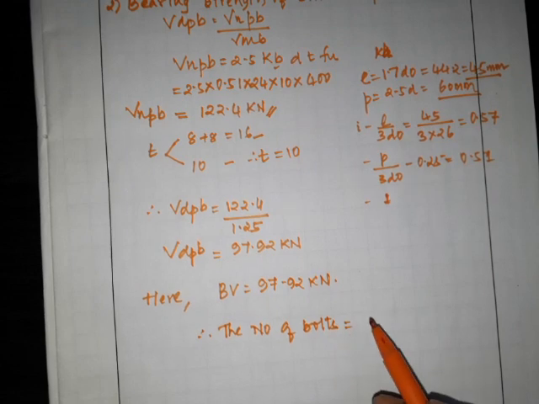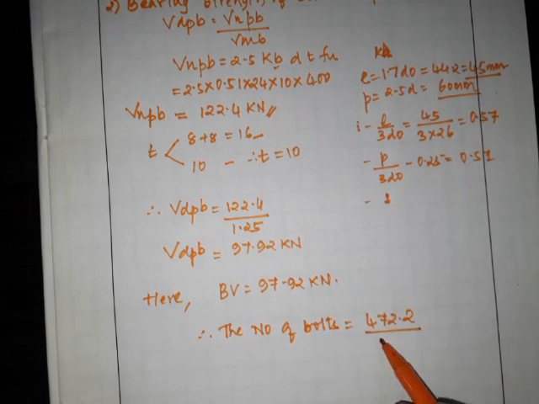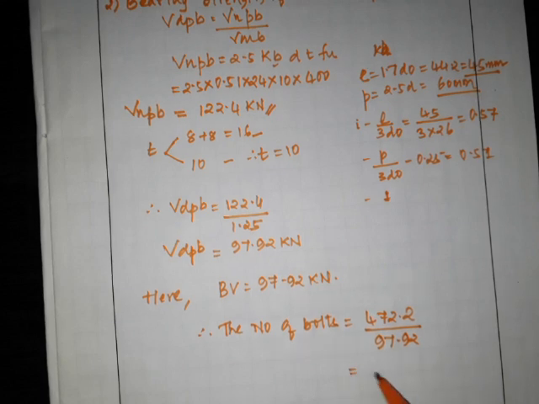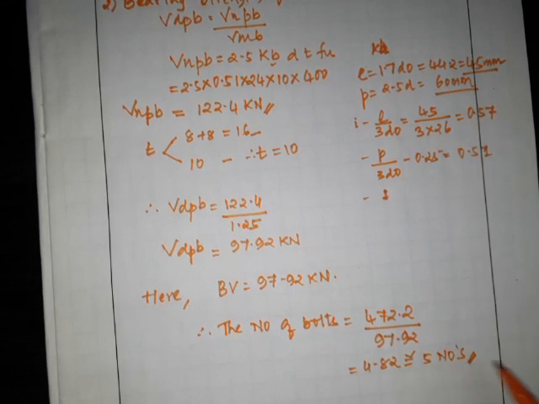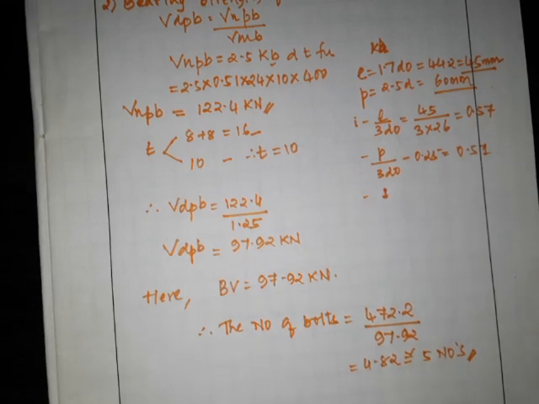Okay, so therefore the number of bolts will be the maximum force, 472.2, divided by the bolt value, 97.92. We get 4.82. So we'll provide 5 number of bolts.